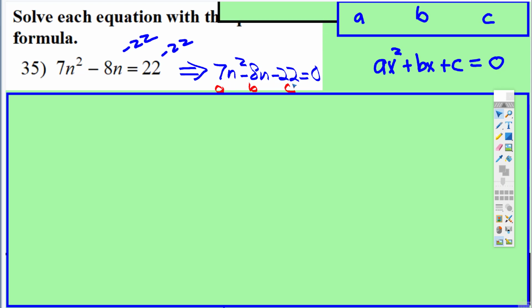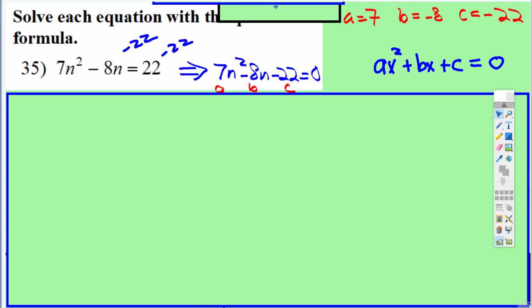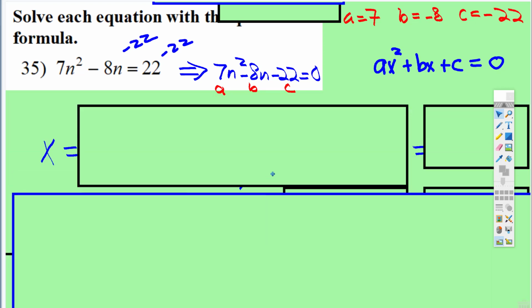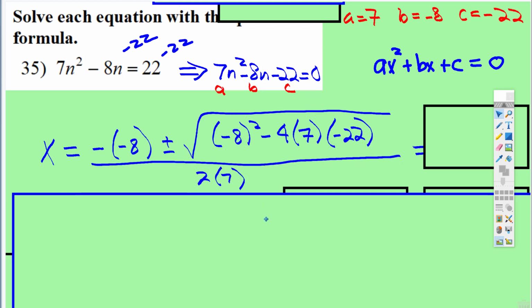Here we have our A, our B, and our C, and just so that we remember what they are, A is 7, B is -8, C is -22. So we're going to get it set up in the quadratic formula.